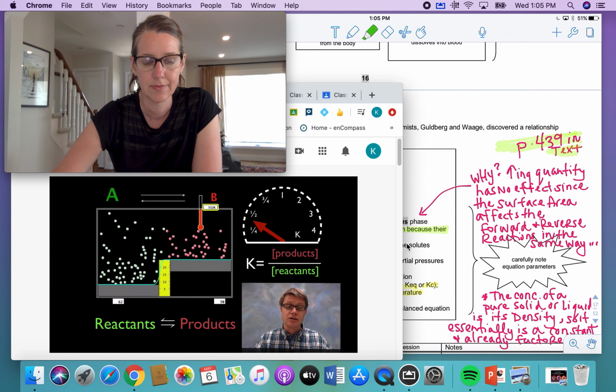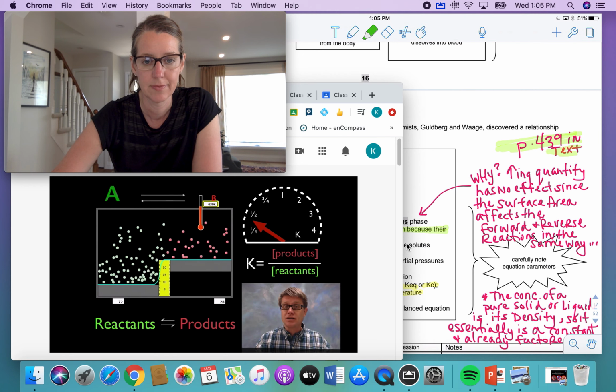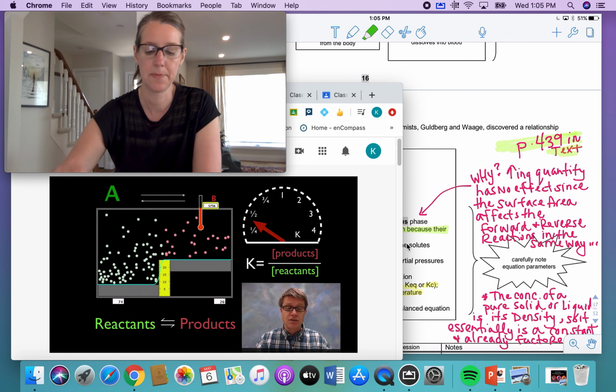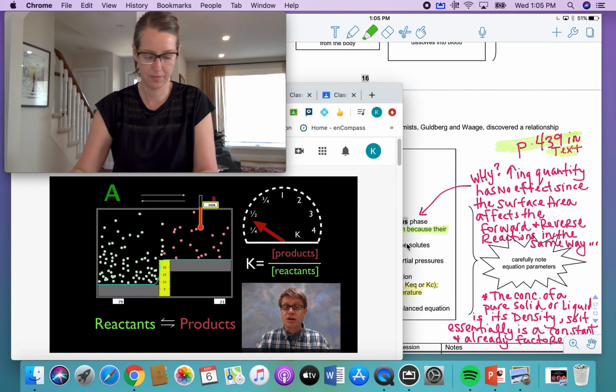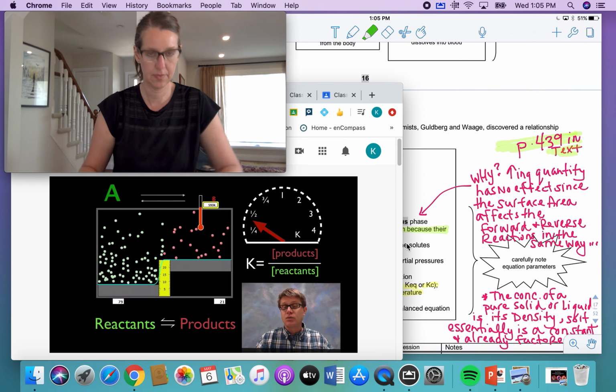Likewise, when we pull it in the other direction, now we have way more reactants. Since our reactants in this case are around 75 and products around 25, our K value is going to be around 1/3.